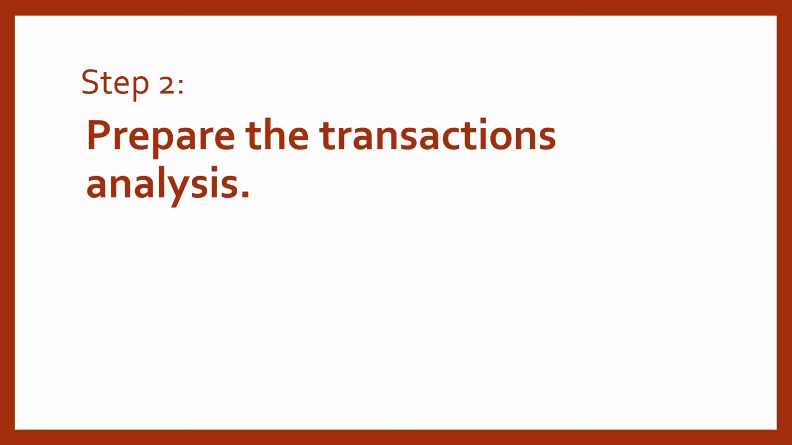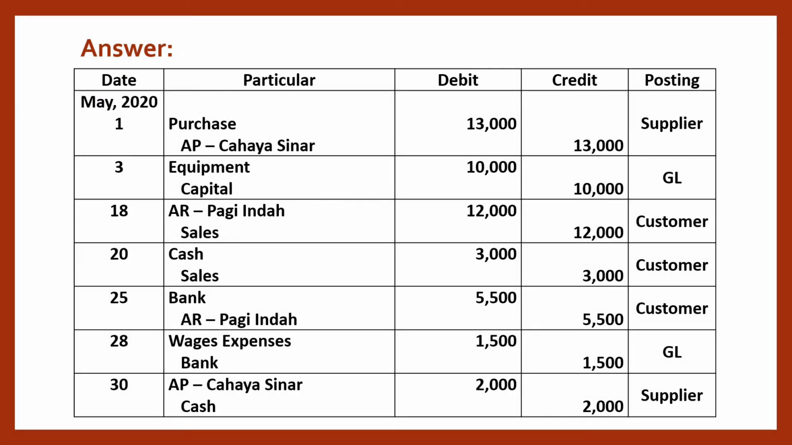Step 2. Prepare the transaction analysis. The analysis is as follows. On 1st May, debit purchase, credit accounts payable Cahaya Sinar 13,000, posting to supplier. On 3rd May, debit equipment, credit capital 10,000, posting to general ledger. On 18th May, debit accounts receivable Pagi Indah, credit sales 12,000, posting to customer.